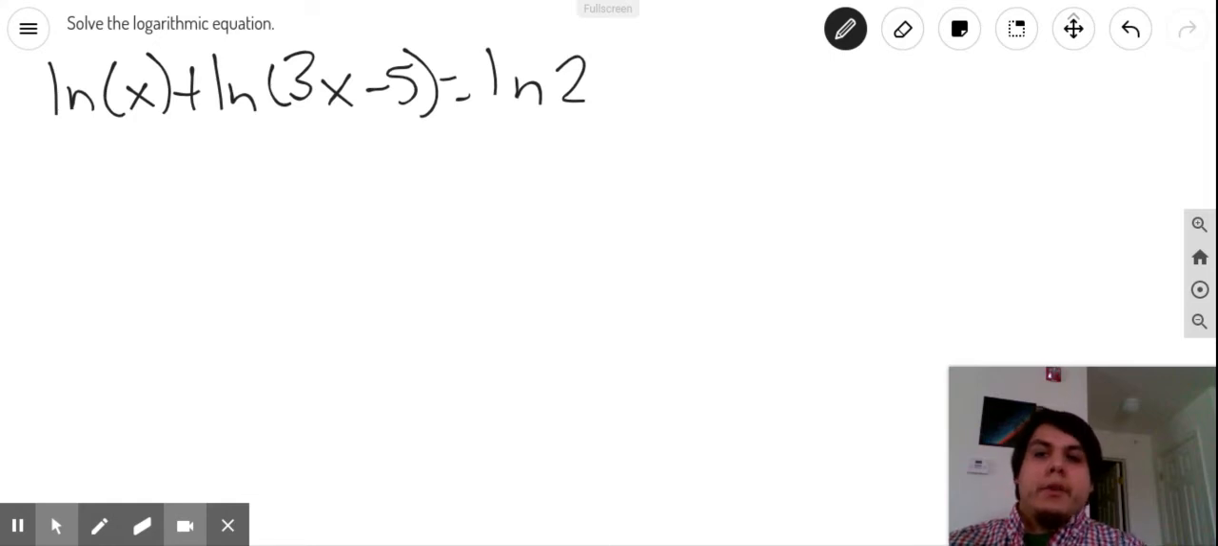Hey guys, so today we're talking about solving logarithmic equations. We're going to start with a couple of examples. The first one is this one. We have natural log of x plus natural log of 3x minus 5 should equal natural log of 2.